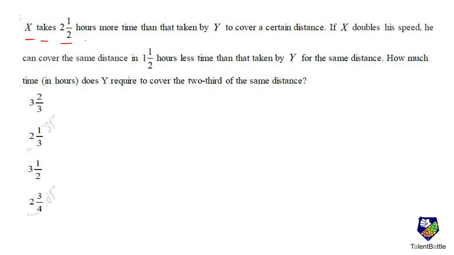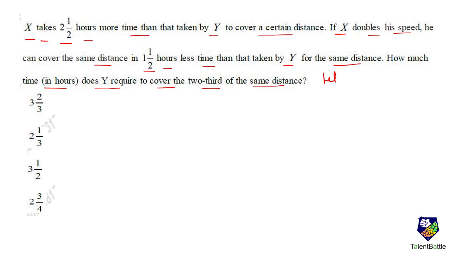X takes 2.5 hours more time than that taken by Y to cover a certain distance. If X doubles his speed, he can cover the same distance in 1.5 hours less time than that taken by Y for the same distance. How much time in hours does Y require to cover 2/3 of the same distance?